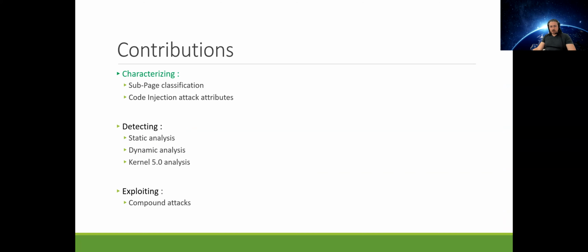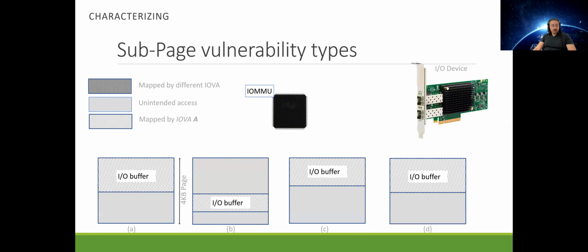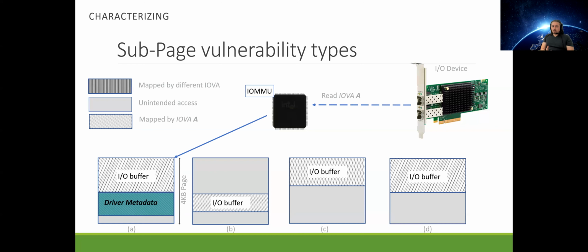So we'll start with characterizing subpage vulnerabilities, the classification, and the attributes. There are four types. We introduce four types of subpage vulnerability. Type A is when a device reads an IO buffer which is also populated with the device driver's metadata. And it's a security bug by the driver.